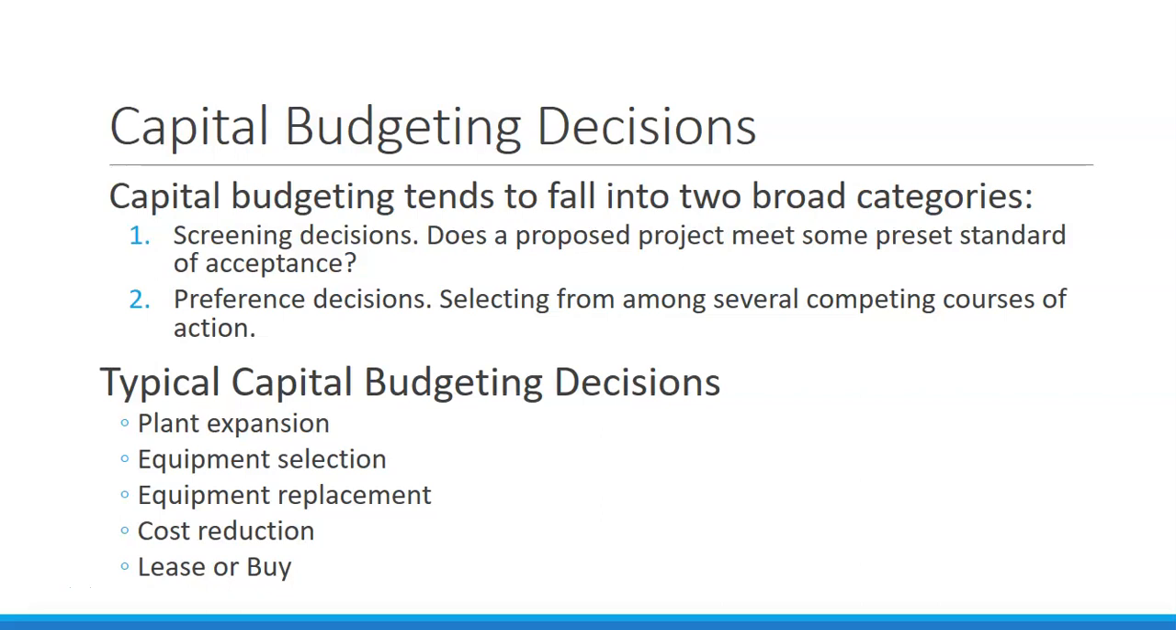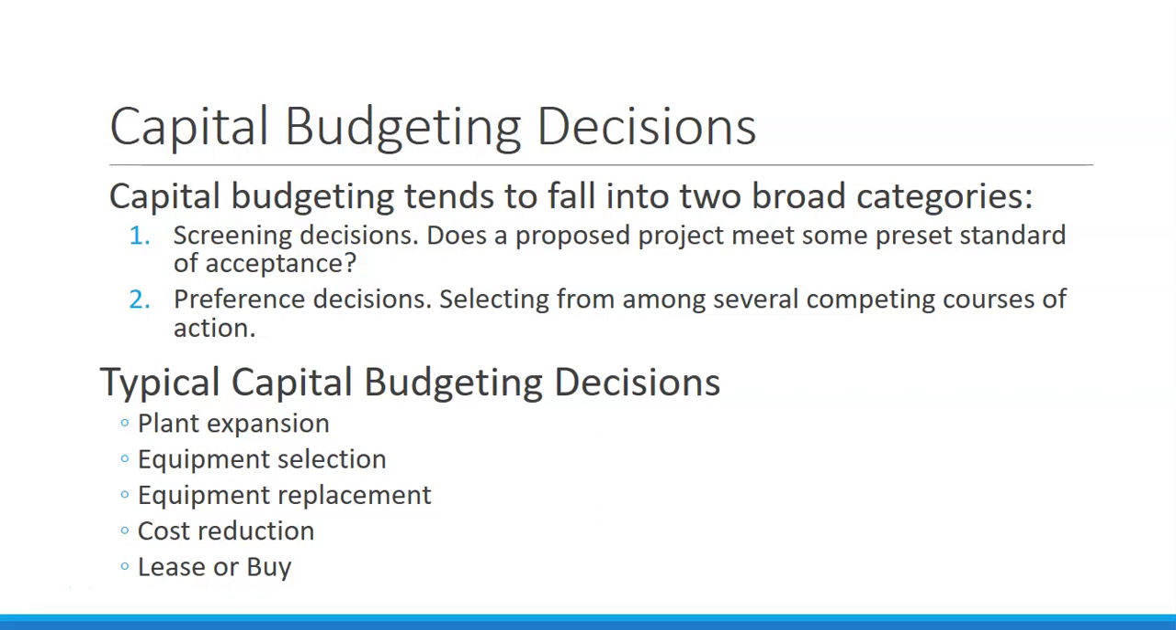So one are our different options or a proposed project, does it meet our standard of acceptance for projects based on different things that we have, such as return on investment requirements for projects? Or do we have a lot of different opportunities available to us and we're trying to decide which one is the best option for us?